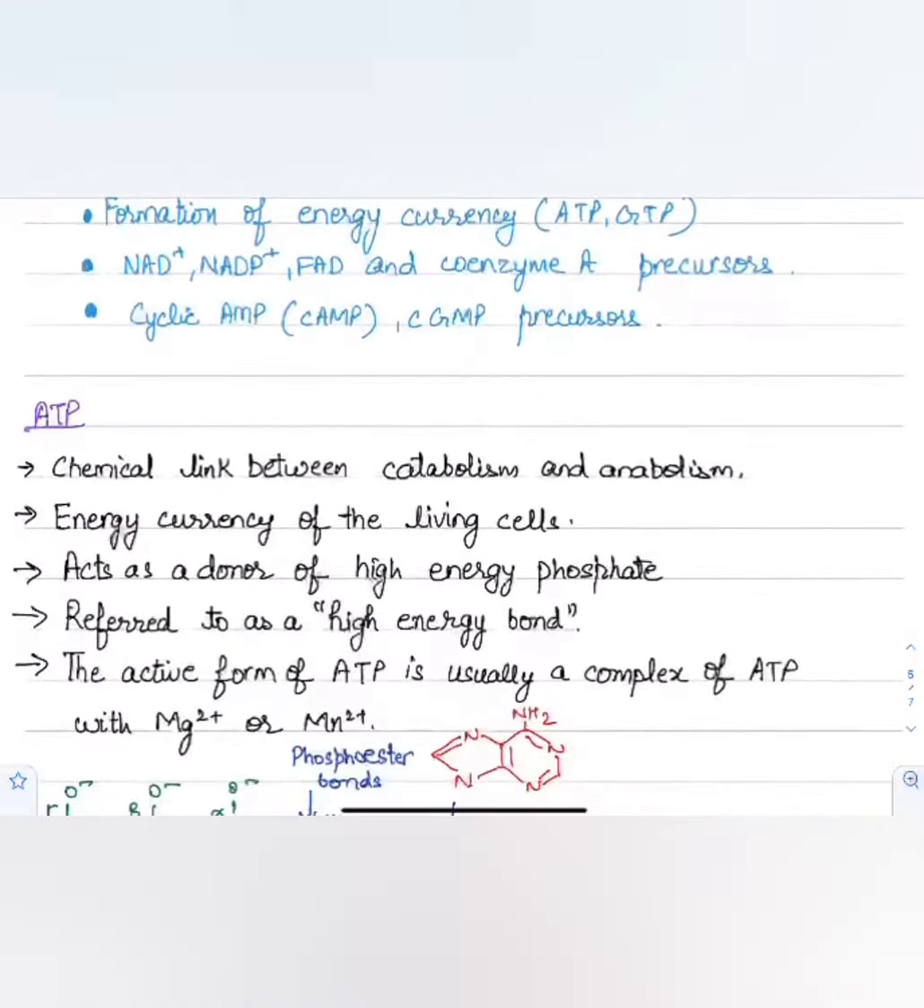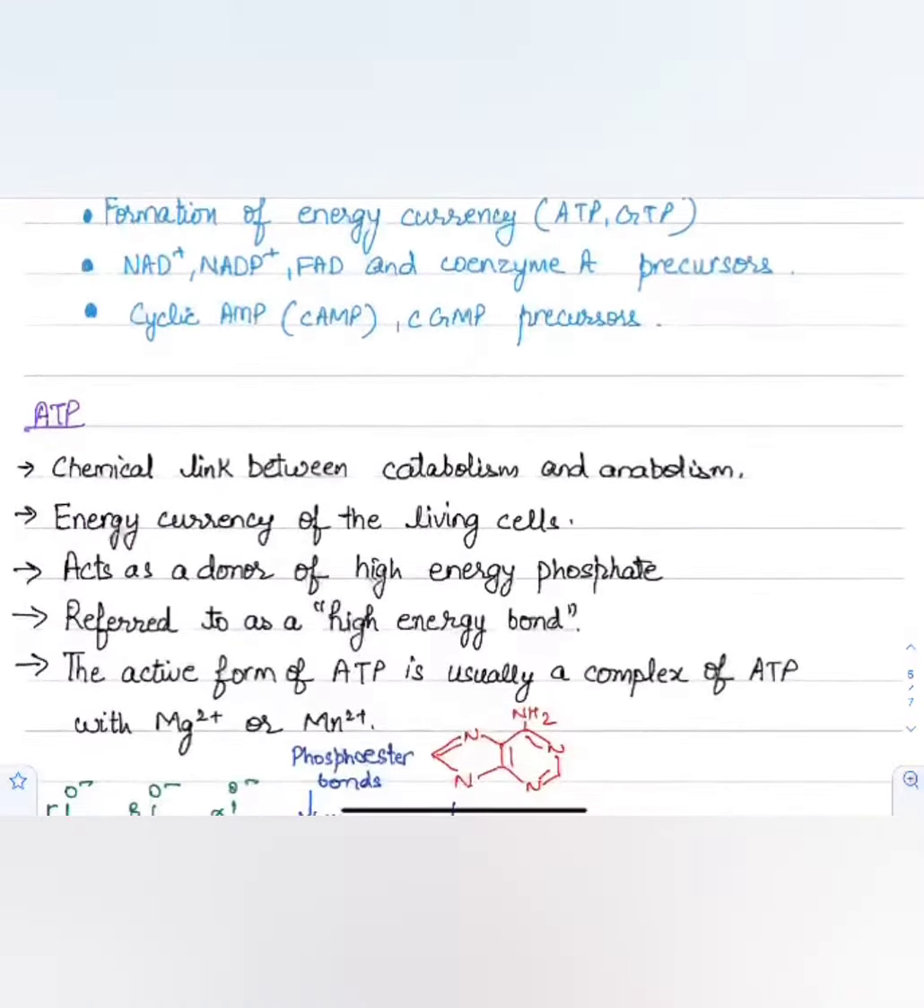So this is the phosphoanhydride and the phosphoester bond. Adenosine is ribose sugar plus a nitrogenous base, and when we attach a phosphate group to it, it becomes an NTP. So in this case it is ATP. It bonds via a phosphoester bond, followed by the phosphoanhydride bonds.